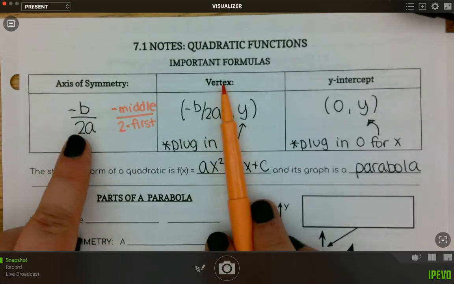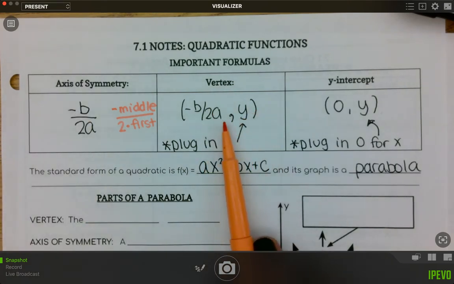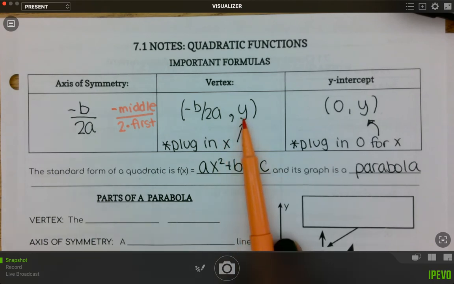Then you will notice that this is the same thing. The vertex uses this value from over here, and then you plug that number into the equation to find out the y value. I'll show you what this looks like down below. Just give me a second.